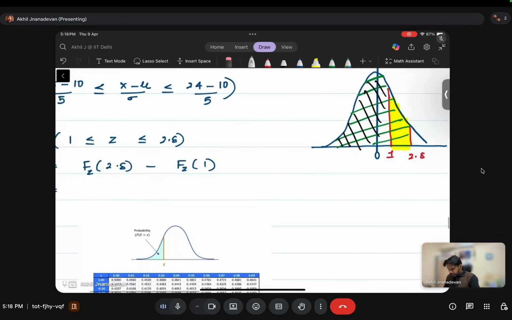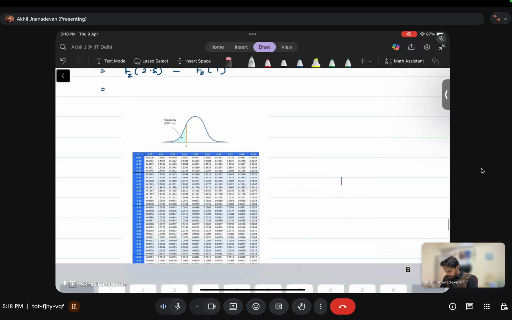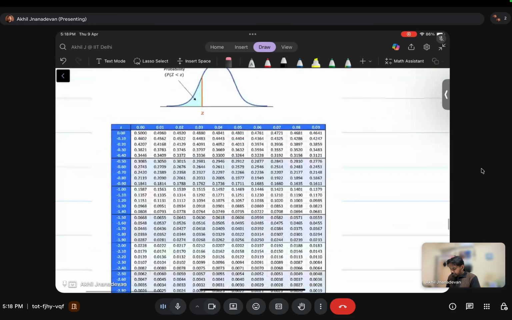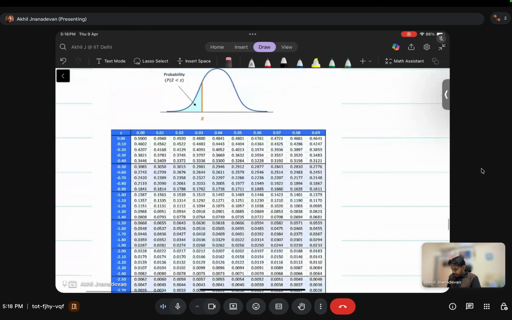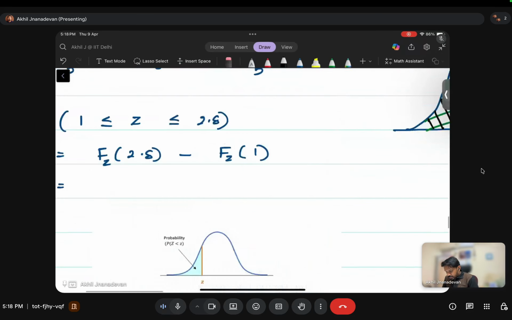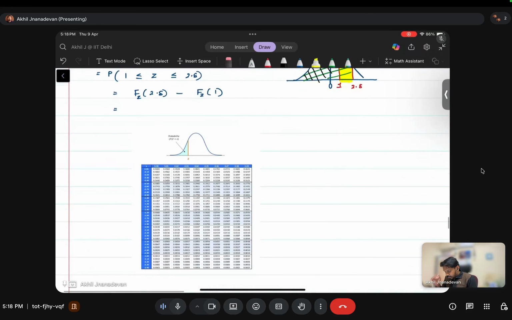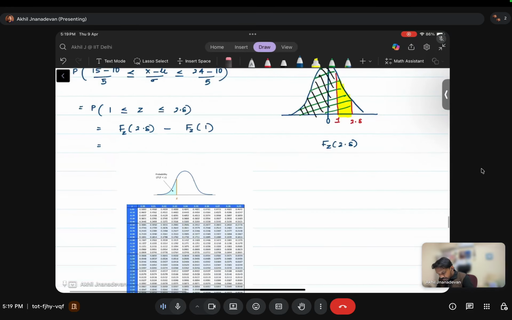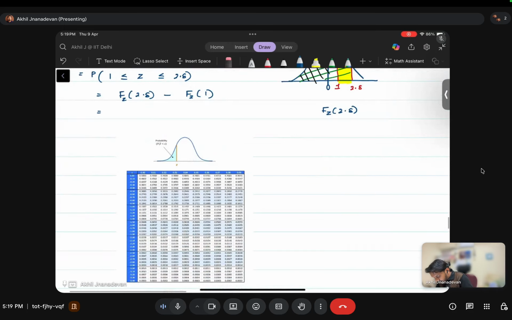Right. So this is how a standard normal table looks. It has a graph showing what probability it is representing. These are the Z values, and the table shows the probability of Z less than this particular value. So if we want F(Z) at 2.8, that corresponds to somewhere here, and this particular shaded region is what we require.